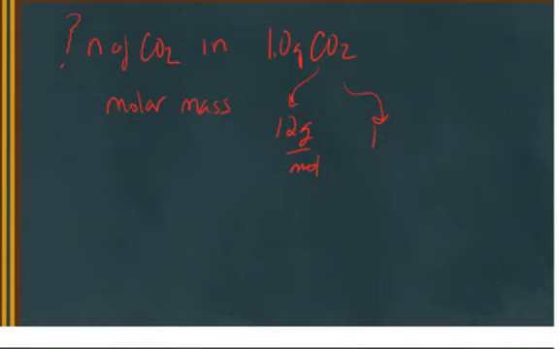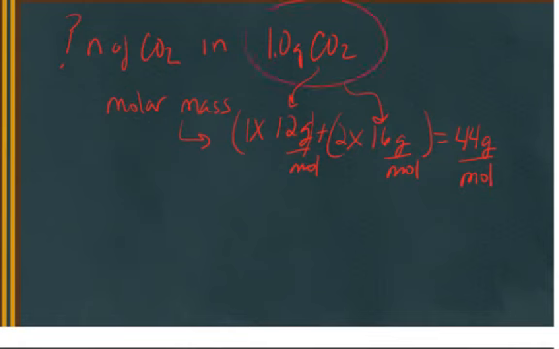Oxygen from the periodic table is 16 grams per mole. But in this case, I have 1 carbon and I have 2 oxygens. So if I add all of that up, the molar mass of carbon dioxide comes out to be 44 grams per mole. All right, so if I know I have 1 gram of it, I can determine how many moles I have by converting from grams to moles.